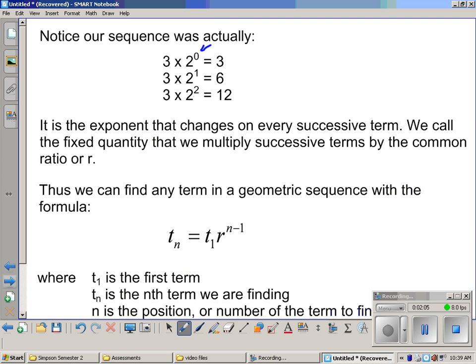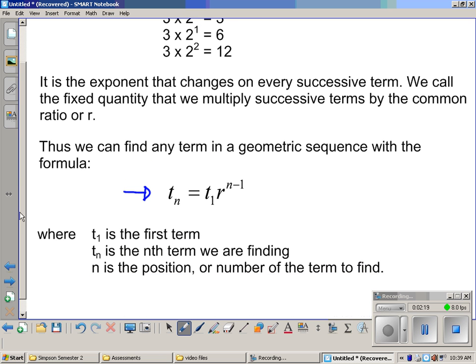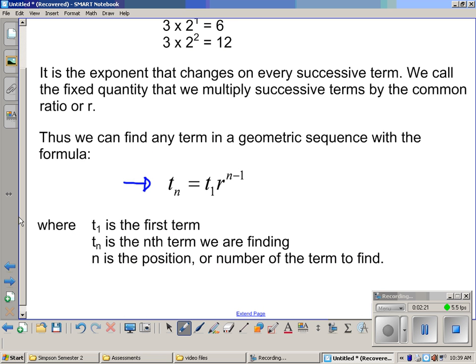So we can find any term in a geometric sequence with the formula that Tn is equal to T1, the first term, times r, the common ratio, to the exponent of n minus 1, where n is the position or the number of terms to find.